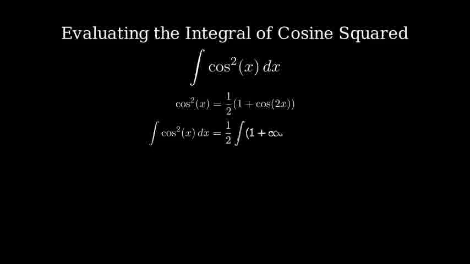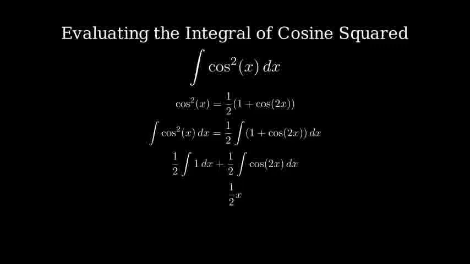The original integral will now become 1/2 times the integral of (1 plus cosine of 2x), all integrated with respect to x. We can separate this into two integrals, making them easier to evaluate. We'll have 1/2 times the integral of dx plus 1/2 times the integral of cosine of 2x with respect to x. Let's consider the first integral. It is simply the integral of 1 with respect to x, which yields x.